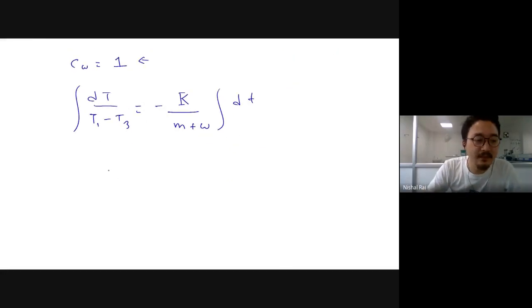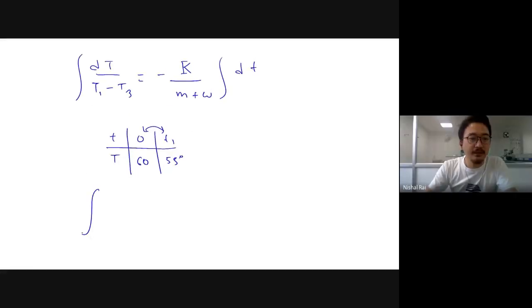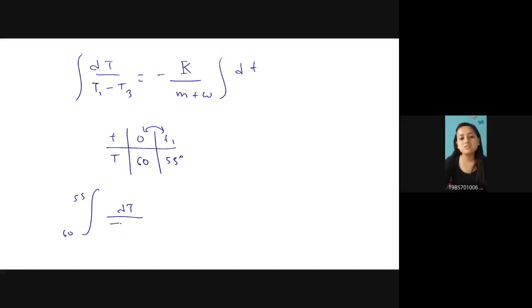Now, the temperature has reached. Should we choose any number? For the water, let's say initially the water was at 60 degrees Celsius. At time equal to 0, and at time T1, initially it was at 60 degrees and it went to 55 degrees. This is roughly what I'm just taking, okay. So we will have the integrating constant, so just to get rid of that. Clear? So the integration will go from 60 to 55, no?